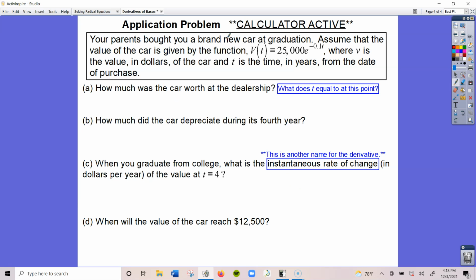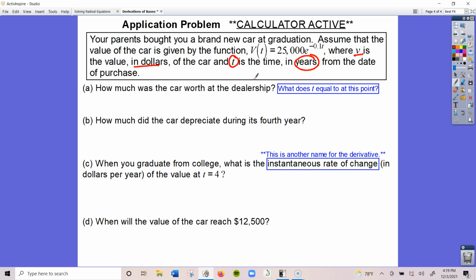Your parents bought you a brand new car at graduation. Assume that the value of the car is given by the function v of t is equal to 25,000 e raised to the negative 0.1 t, where v is the value in dollars of the car and t is the time in years from the date of purchase. How much was the car worth at the dealership?